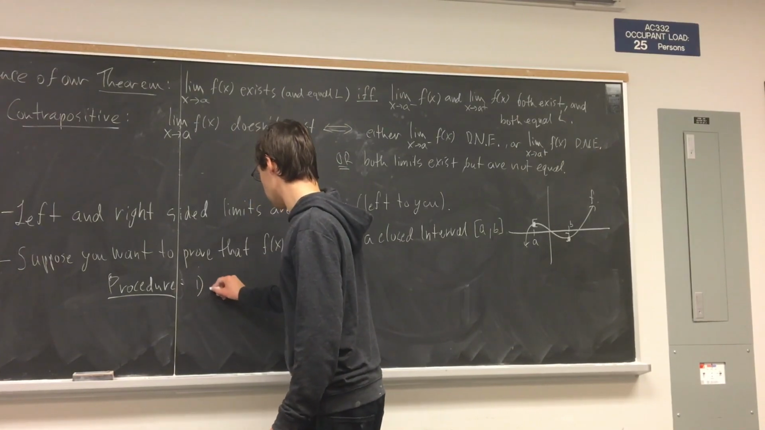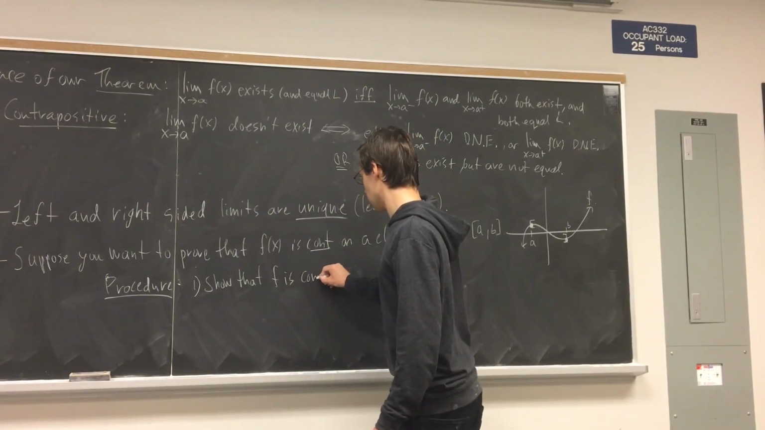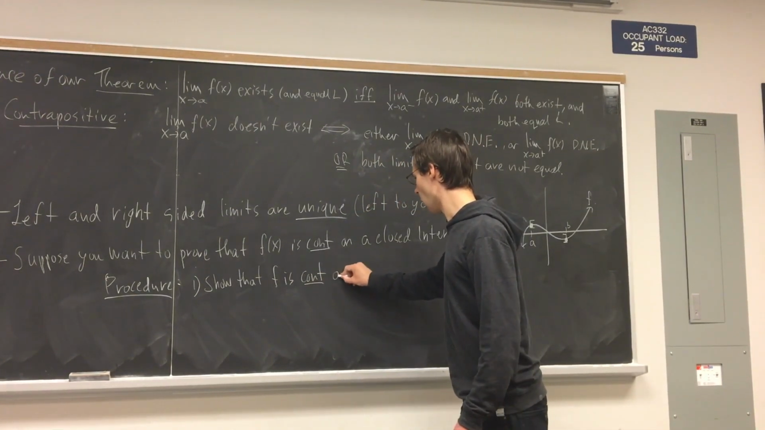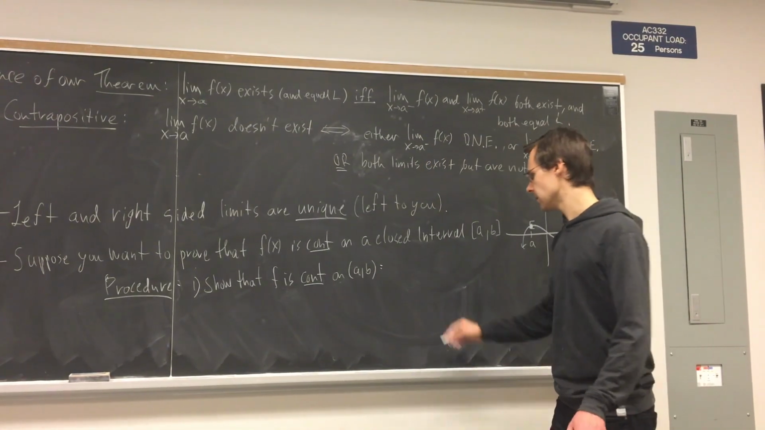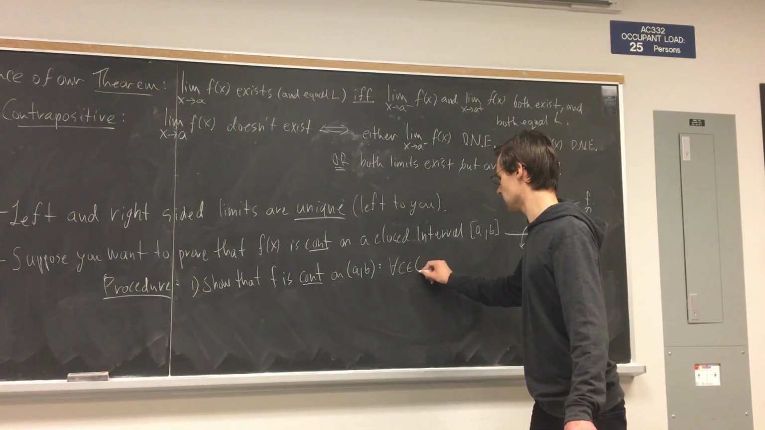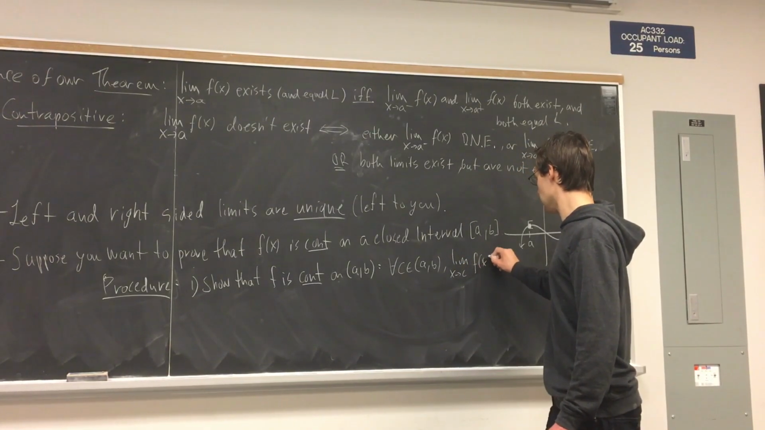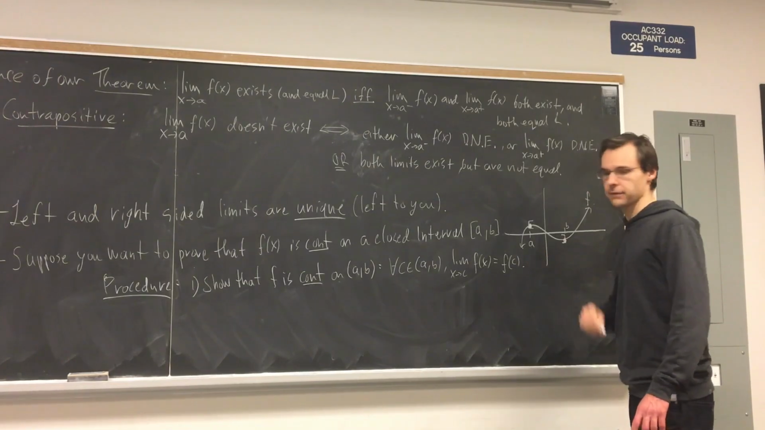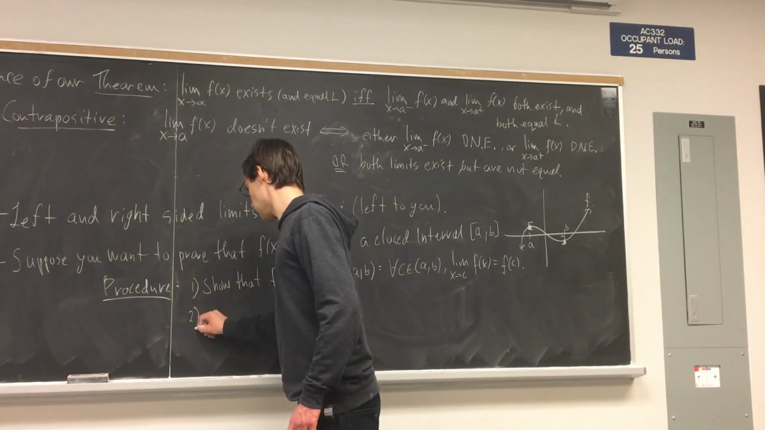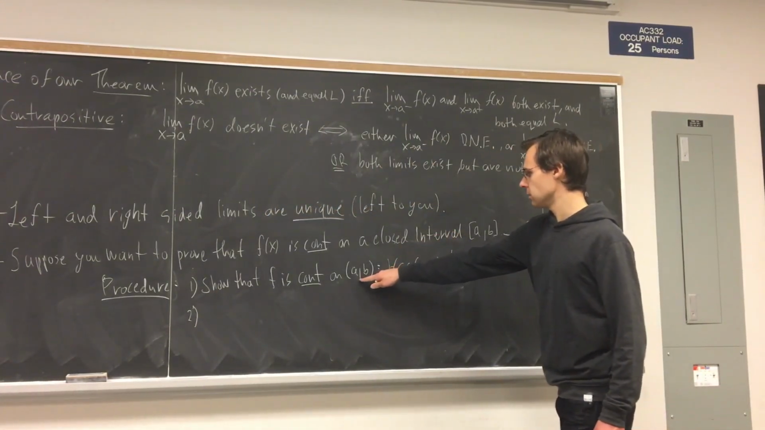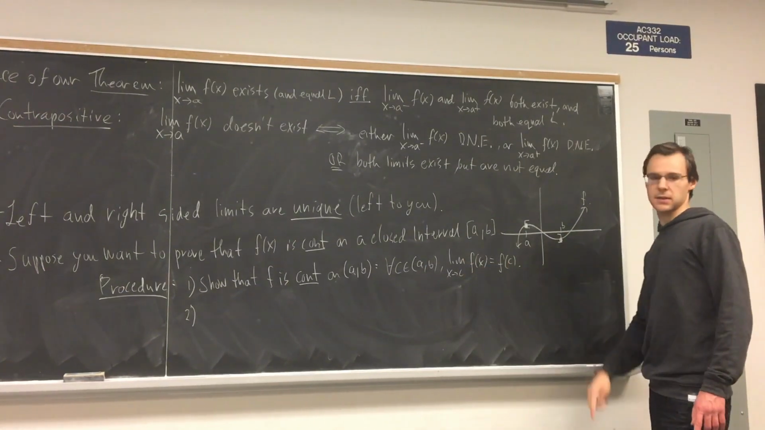The first step is to show that f is continuous on the open interval a to b, okay? And what we want to show for that is that for all c inside a to b, the limit as x approaches c of f of x exists and equals f of c, okay? So that's the first step to showing continuity on a closed interval. We show continuity on the open interval. We disregard the endpoints, and then we show that the regular limit here exists and equals the value it should have, okay?